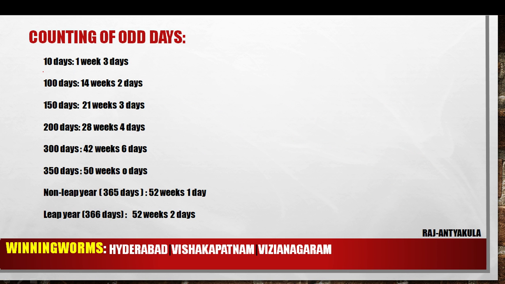See here, in 10 days we will have 1 week, 3 days. So how many odd days are there in 10 days? 3 odd days. In 100 days, 100 can be written as 7 into 14 plus 2. So this 2 is an odd day. So that is why I am writing here 2 odd days.